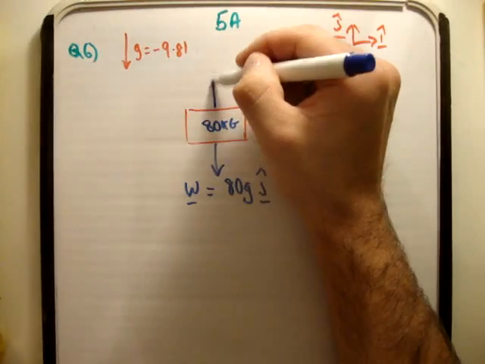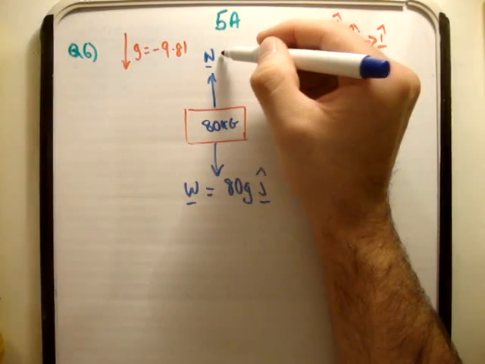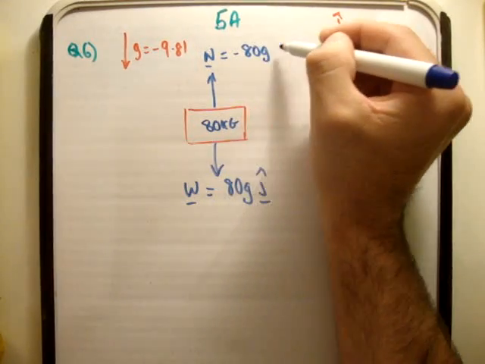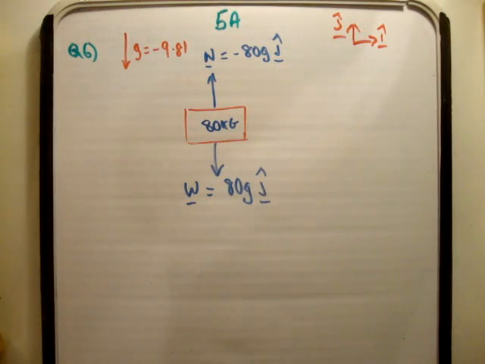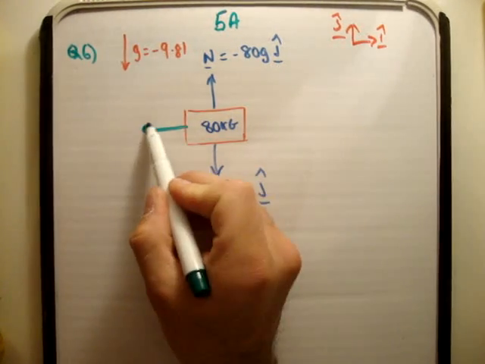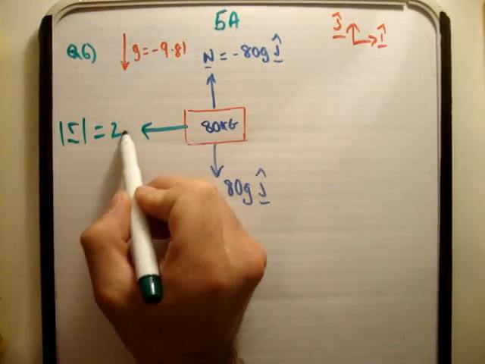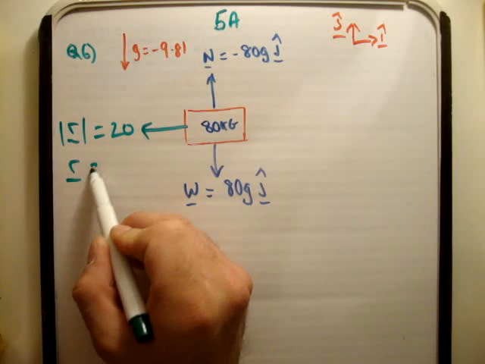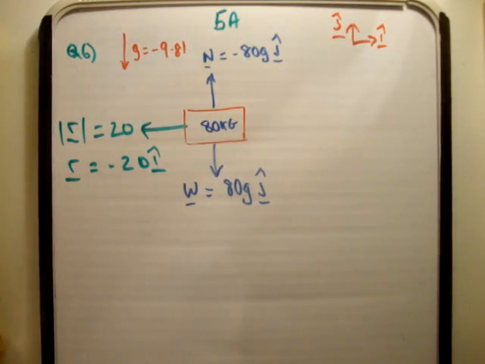We have a Newton's third law action-reaction pair here, so the normal vector is equal to negative 80 g, and that's in the j hat direction. Note that this is a positive number because we've defined gravity as a negative number. Next, we're told that there is a resistance of 20 newtons. So back this way, I'm going to call the resistance R, the magnitude of which is equal to 20, or we could say the R vector is equal to negative 20 i hat, like so.